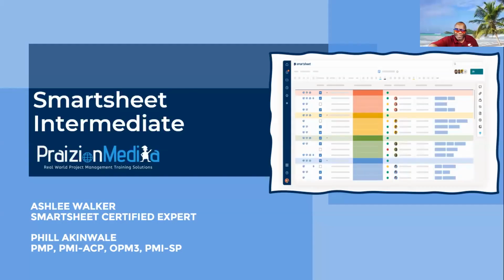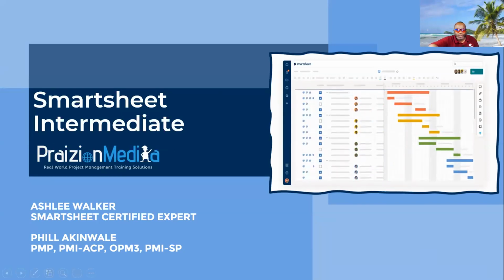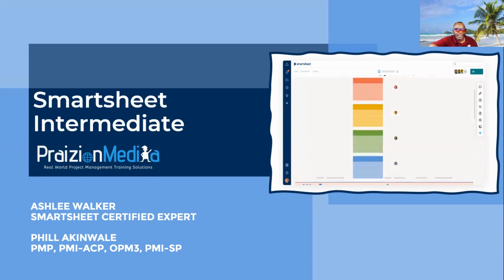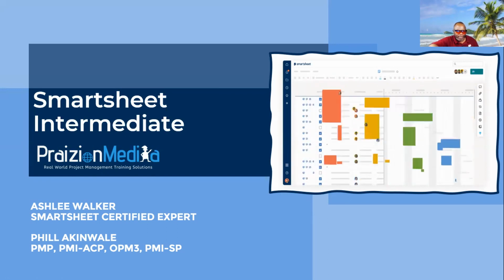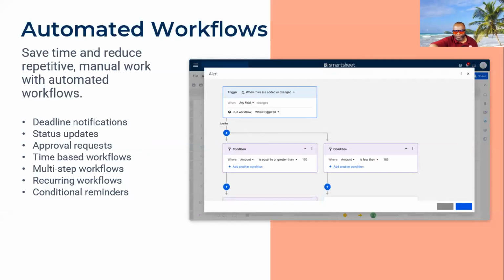Now, this is where we begin to diverge a little bit from intermediate to a little bit more advanced. For those folks in the C-suite, because I've had conversations with COOs and they're always asking, how can I automate stuff? How can I make Smartsheet do automated workflows, deadline notifications, approval requests, time-based workflows, multi-step workflows, recurring workflows? They just want to make life easier for themselves. So Ashley, what would you tell them and where would you start this whole conversation?